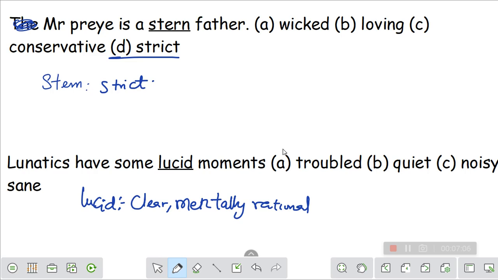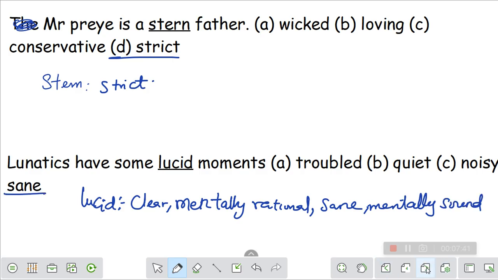So option A. Don't forget we are still on synonyms, nearest in meaning. Option A, troubled. Option B, quiet. Option C, noisy. Option D, sane. When we say someone is sane, it means that person is mentally stable, or mentally sound. So our answer here is what? Option D, sane. If I say you are sane, it means I say you are mentally stable. So let's go to the next question.